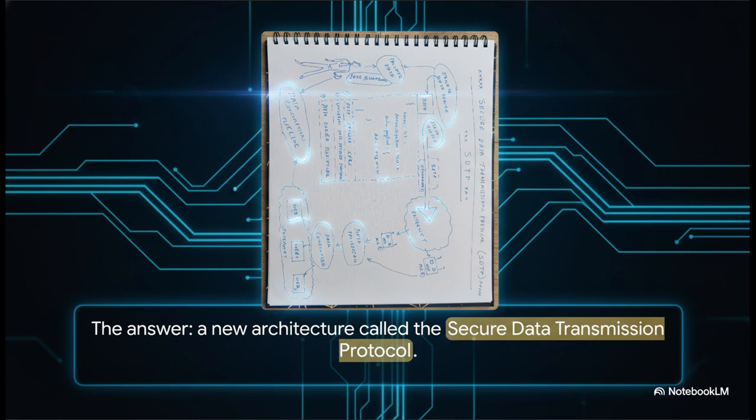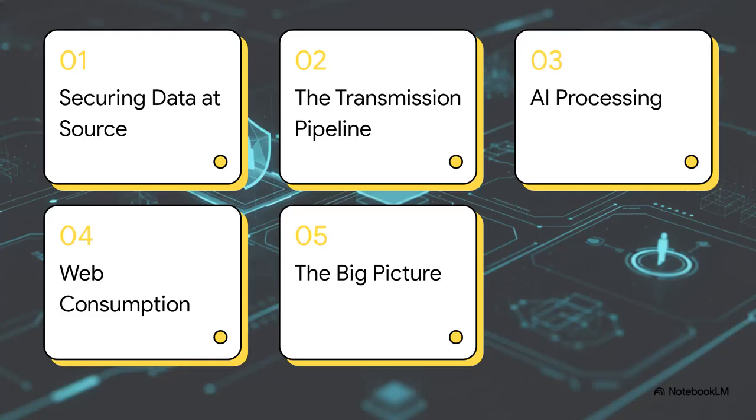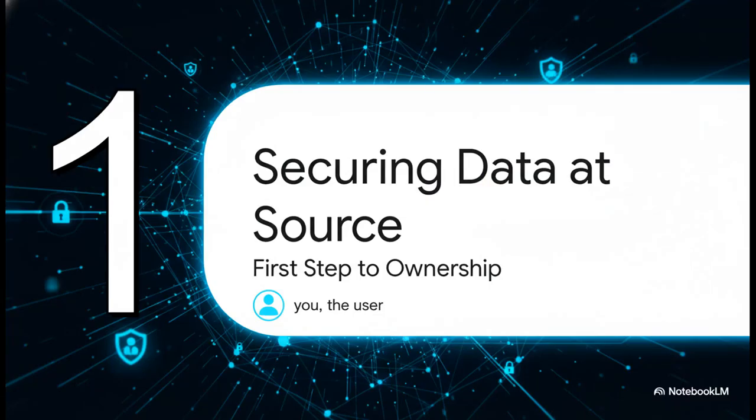I know it might look a little complicated at first glance, but don't worry, we're going to break it down piece by piece. This shows the entire journey of your data, and it's specifically designed to keep you in the driver's seat from beginning to end. So here's how we're going to tackle it. We've got 5 sections. First, securing data at the source, then the transmission pipeline. After that, we'll look at AI processing, then web consumption, and we'll wrap it all up with the big picture. All right, let's get into it.